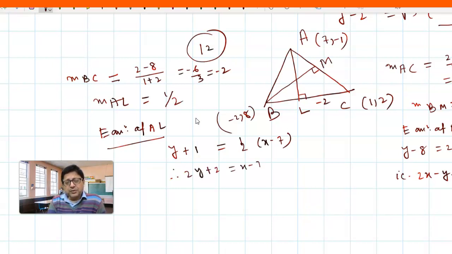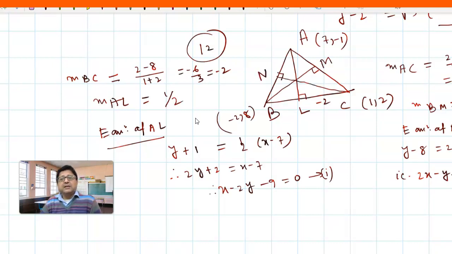2y plus 2 equal to x minus 7. This minus 9 equal to 0. You can say that the equation of CN, that altitude also, can be determined, but I am not interested in finding that. Better I explain another method here. CN can be determined by the same method and they are concurrent.